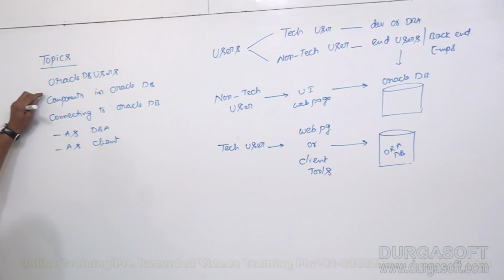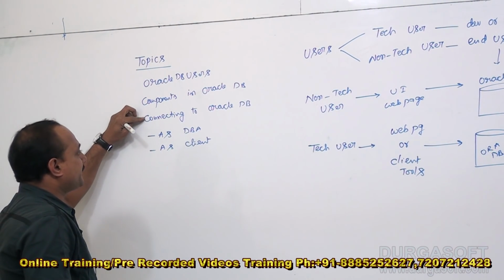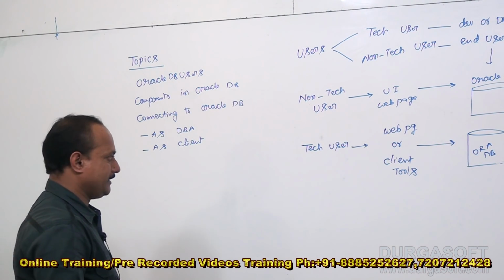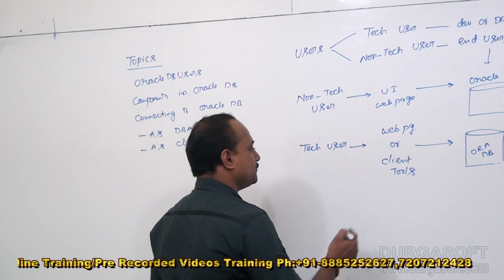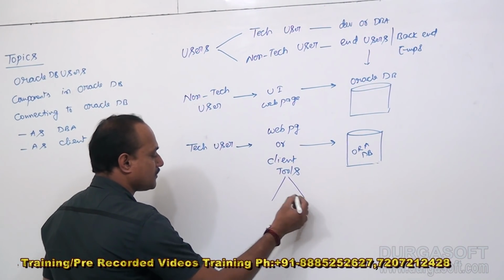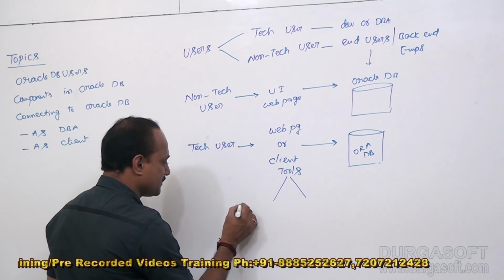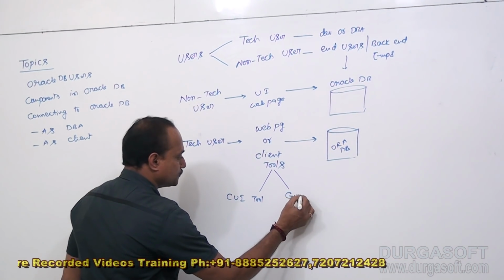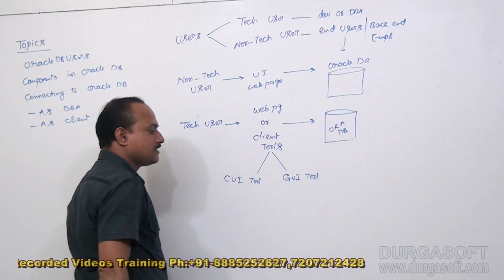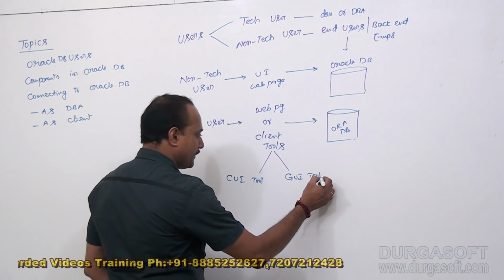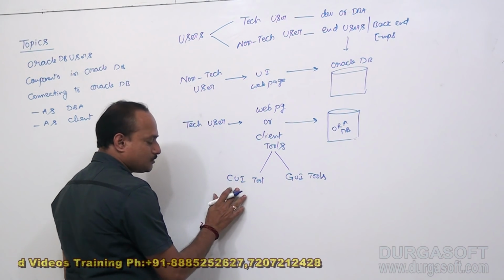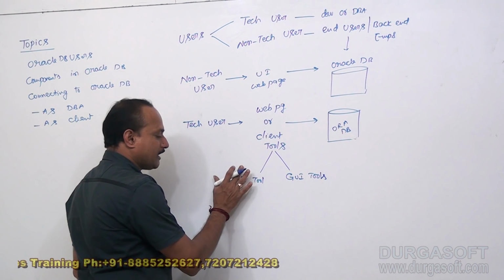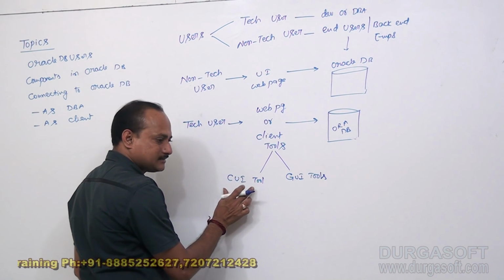This is the point about connecting to Oracle database. Later we will discuss the components of Oracle database. See, what are the client tools? Client tools are again divided into two types: CUI tool as well as GUI tool. Here CUI tool, command user interface tool, only supports commands. You have to enter commands only.